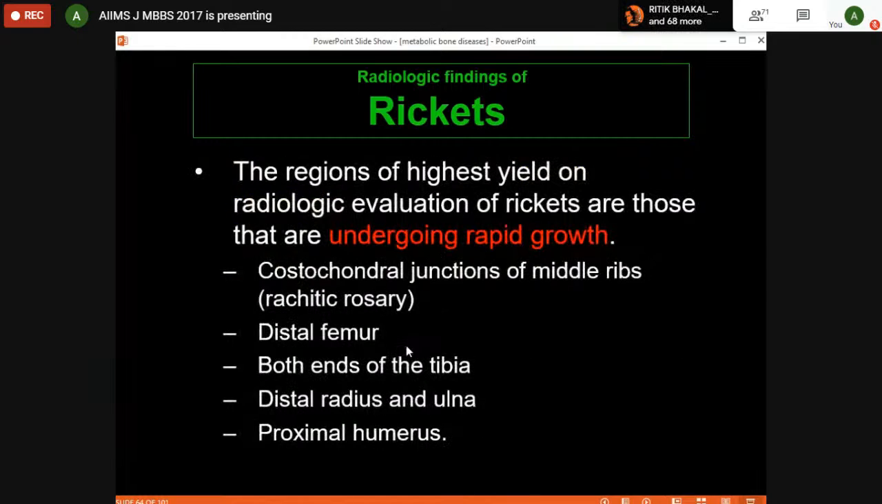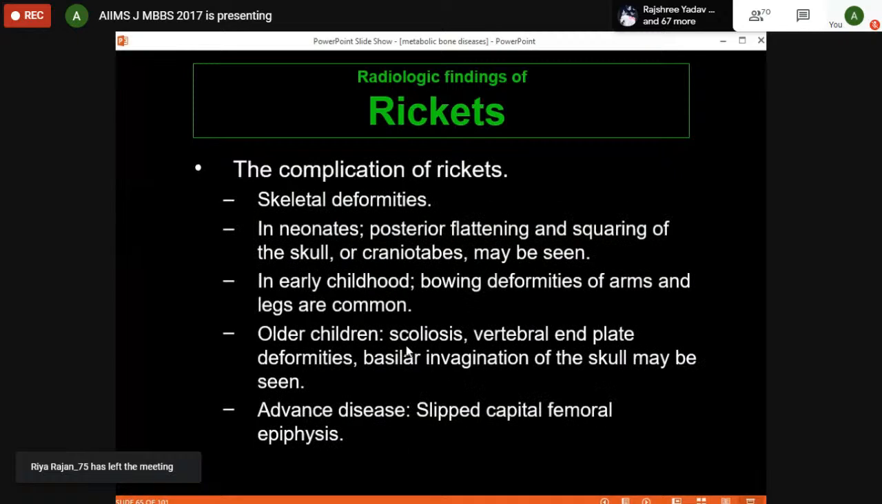The regions of highest yield on radiographic evaluation of rickets are those undergoing rapid growth, like the costochondral junction of middle ribs, distal femur, both ends of the tibia, distal radius and ulna, and proximal humerus. Complications of rickets include skeletal deformities. In neonates, posterior flattening and squaring of the skull, or craniotabes, may be seen. In early childhood, bowing deformities of arms and legs are common. In older children, scoliosis, vertebral end plate deformities, and basilar invagination of the skull may be seen. And in advanced disease, slipped capital femoral epiphysis.